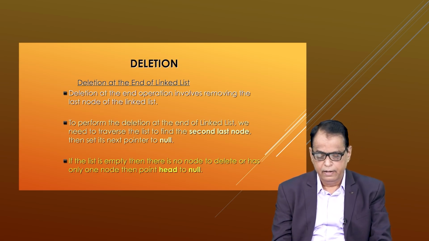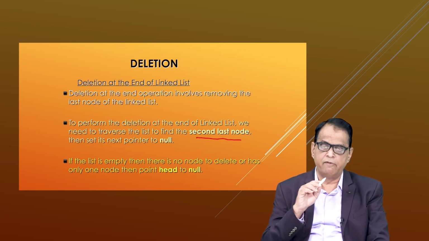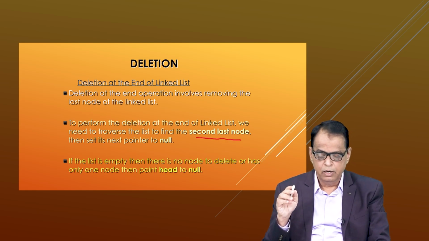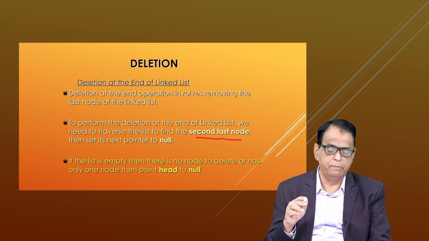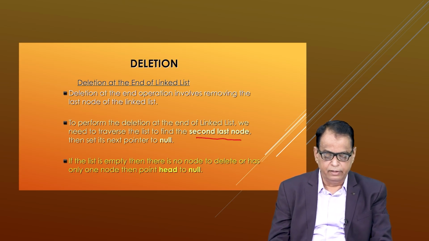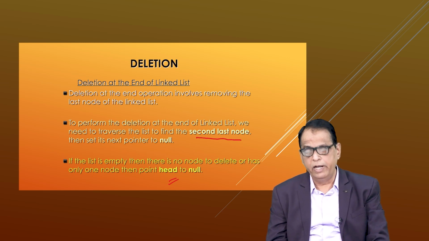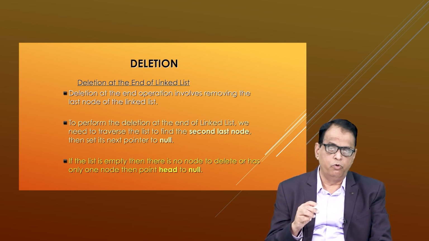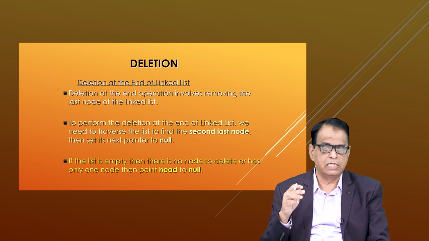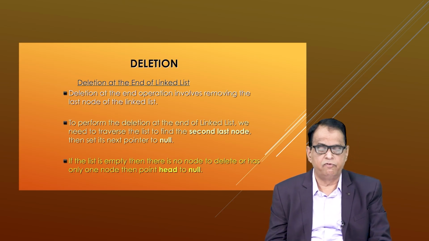If you want to delete the element present at the end of the linked list, then what you need to do is traverse the list and go to the second last node present in the linked list. And then you need to change the pointer value of this node to null, so that the last node will get deleted from the linked list.